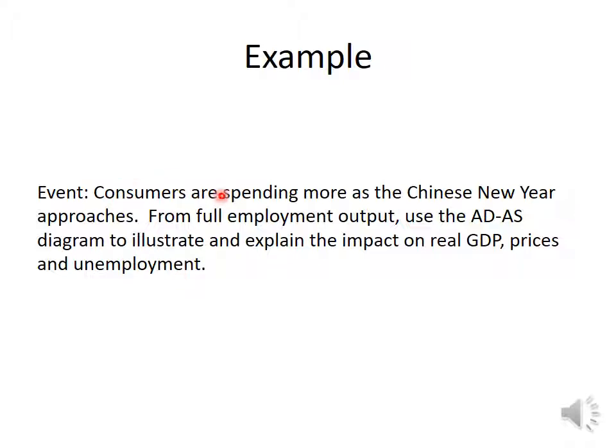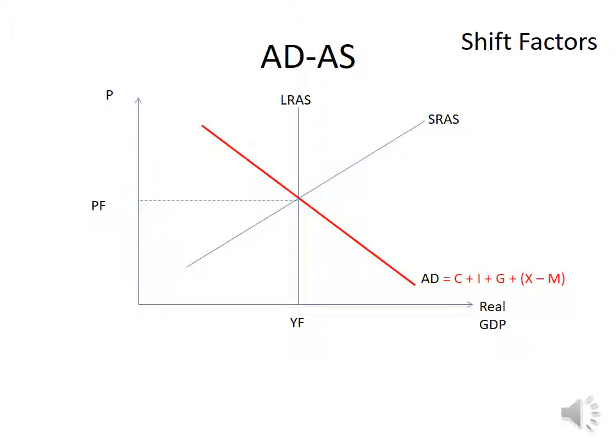Okay? The starting point given to us is full employment output. Alright? So, pretty straightforward. Let's do it together. Now, so your consumption is in AD. Alright? So, your AD curve is the one that's to shift. Okay? So, consumers buy more. Okay? So, higher consumption, AD will also rise, which means that the curve, AD curve, will shift to the right.